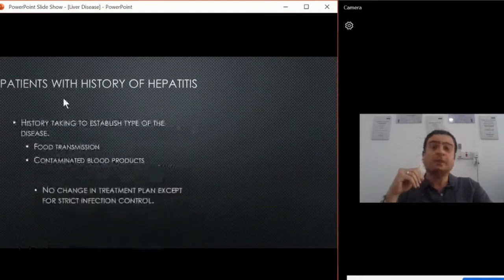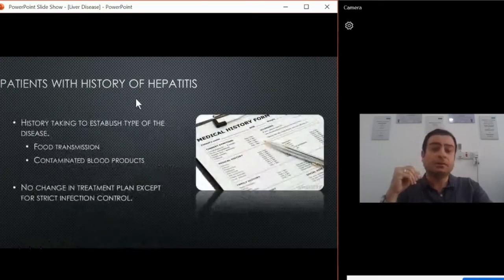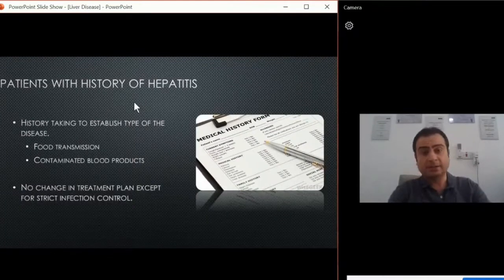The next would be patients with a history of hepatitis. Patients giving a history of having hepatitis in early childhood that was transmitted by food usually will have hepatitis A. Okay, these usually will recover without being chronic carriers. So there is no change in the treatment plan except for having strict infection control.